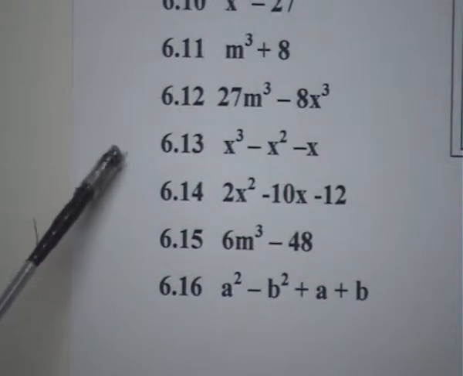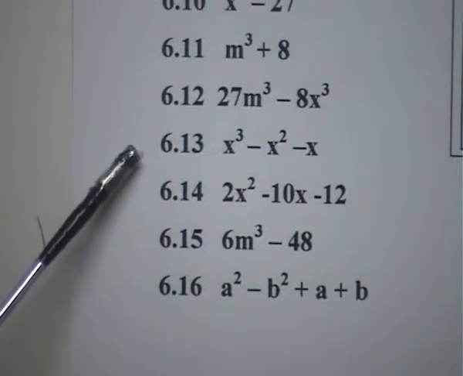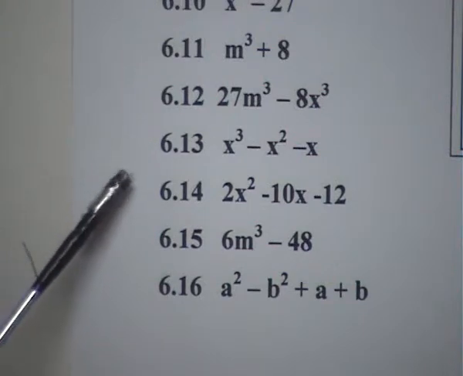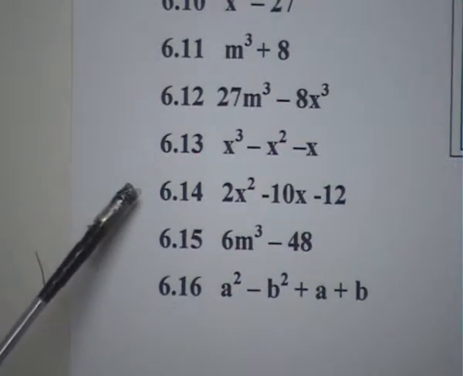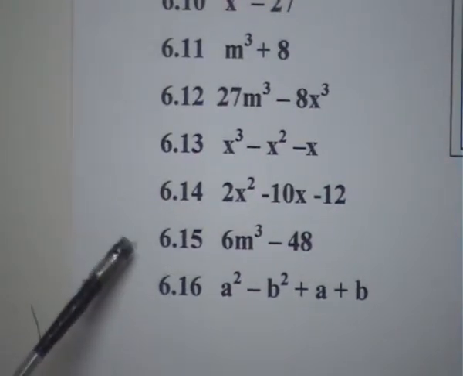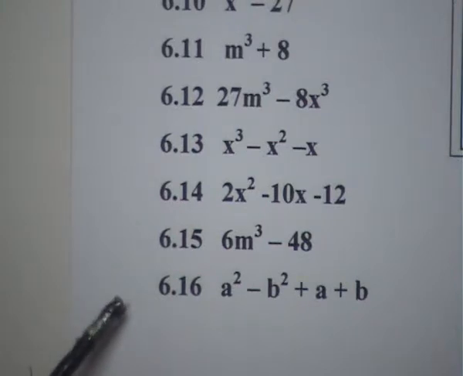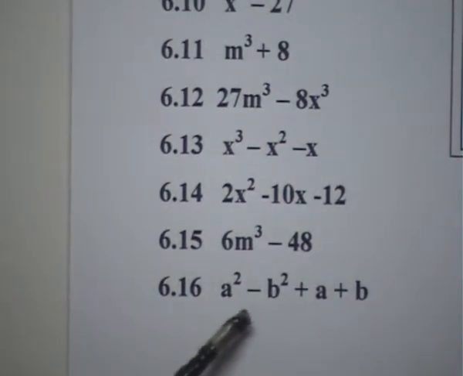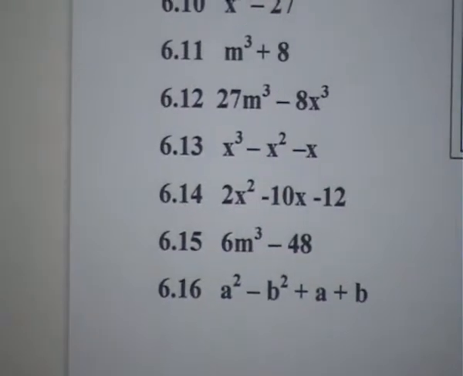6.13, you must remove a common factor. After that you'll be left with a quadratic trinomial, and I'm just tipping you off that the quadratic trinomial will not factorize. 6.14, remove common factor, and then you'll get a quadratic trinomial that can factorize. 6.15, remove common factor, then you'll have difference of 2 cubes. 6.16, look very carefully. You must first factorize the difference of 2 squares, and then after that you will be able to see a common factor.